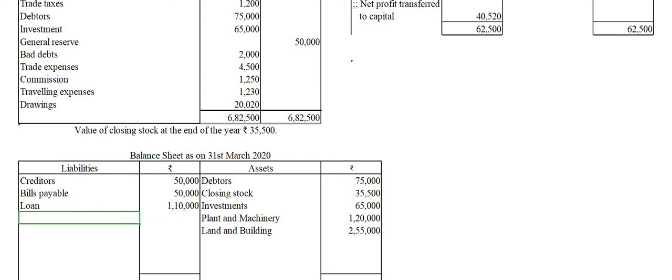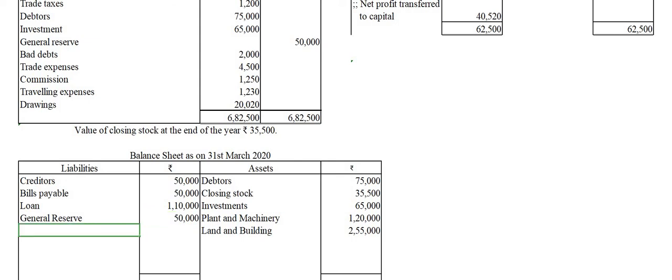So all the liabilities except capital and general reserve are over. General reserve is given here, 50,000. So let us write general reserve. General reserve is 50,000. So that 50,000 can be written here.